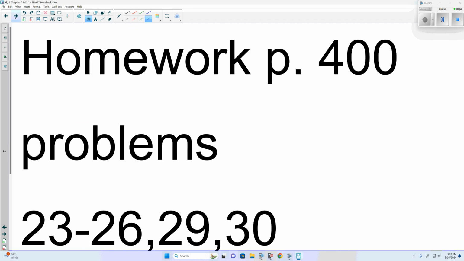Homework. 23 through 26, 29 and 30. I believe, if I remember right, 2 of these probably are going to need the quadratic formula. Yep. Give you all a minute here to write those down.